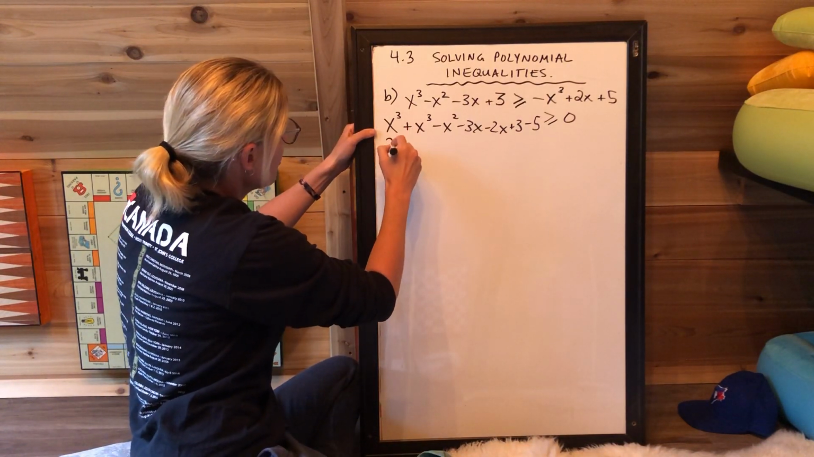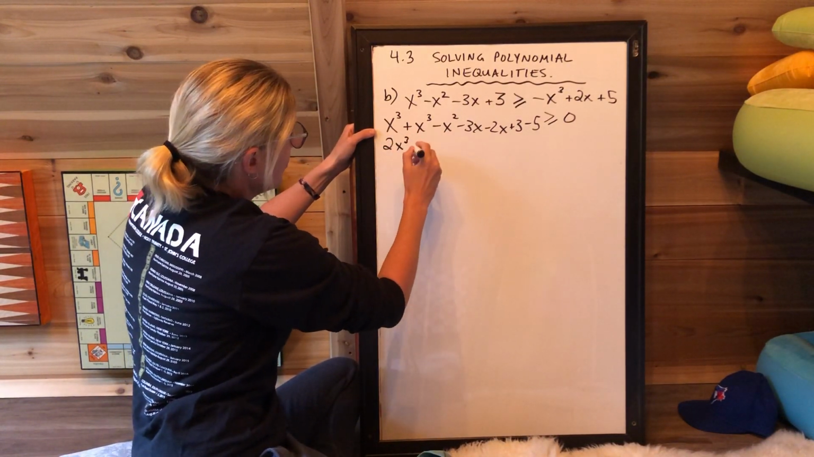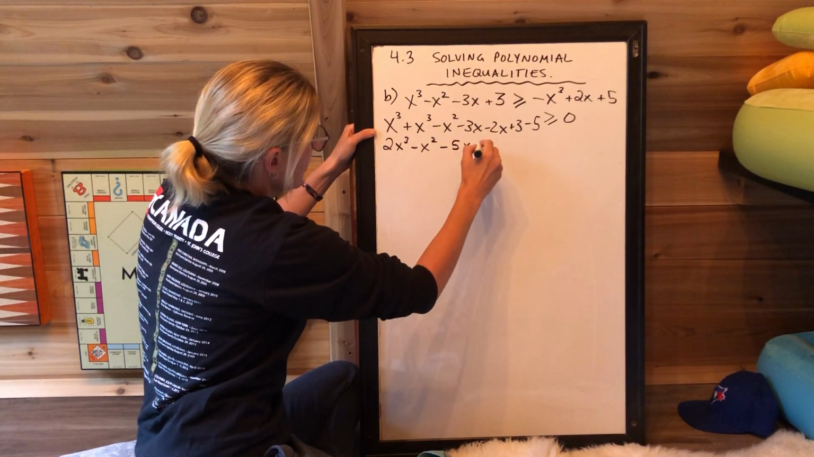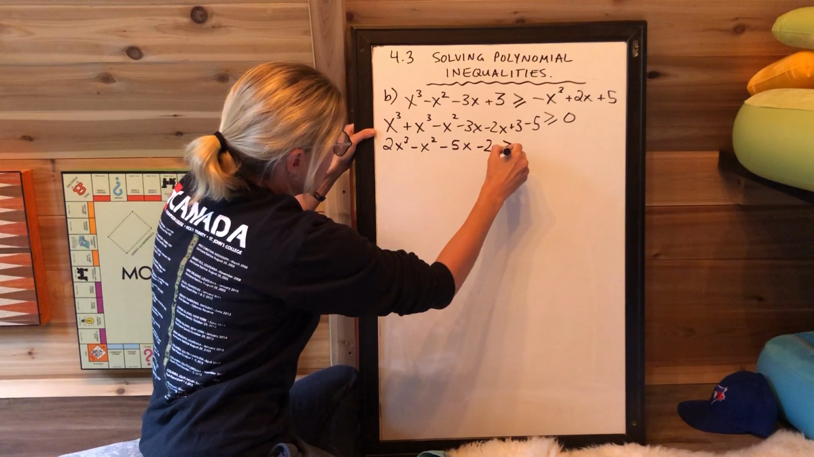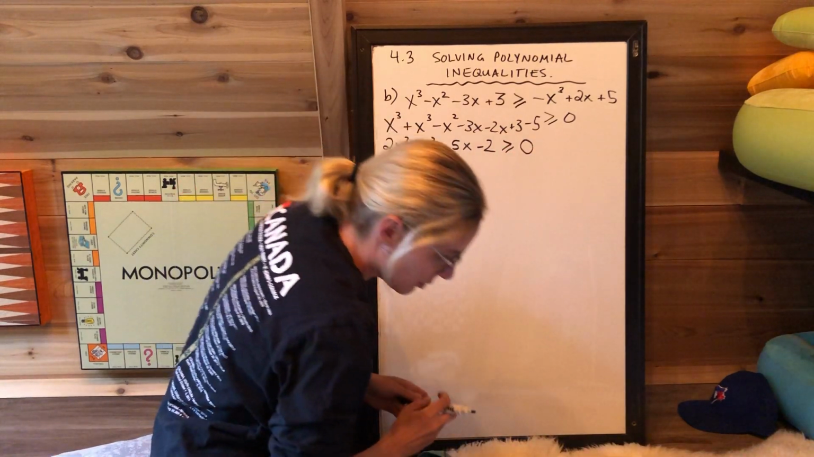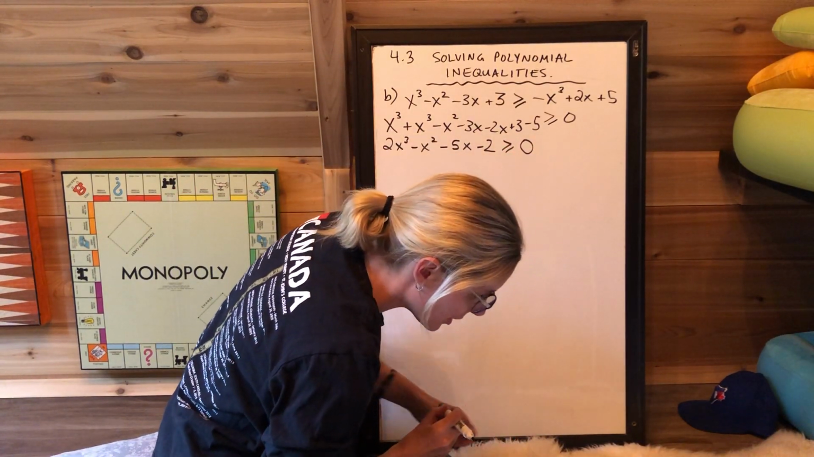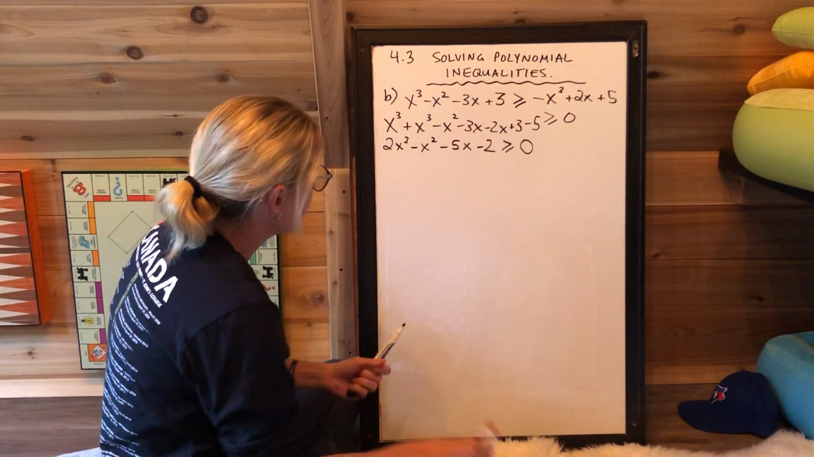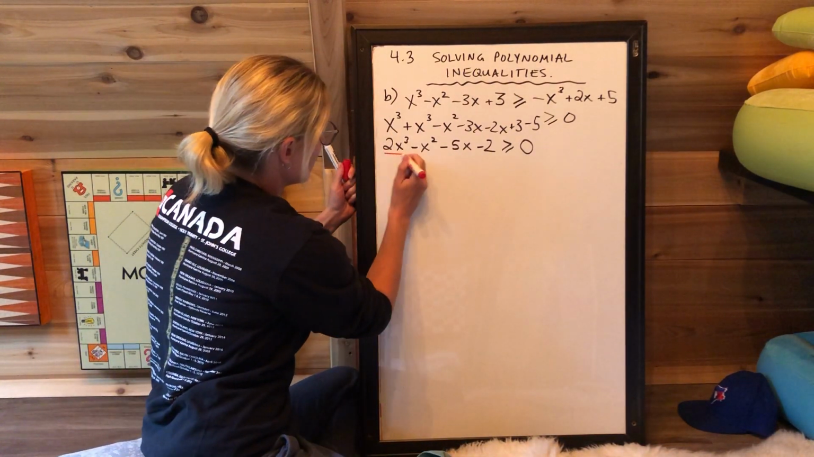X cubed plus x cubed, 2x cubed, minus x squared minus 5x minus 2 is greater than or equal to 0. Let me make sure I got that all right before I mess anything up. Okay, perfect. So we need to now factor this.